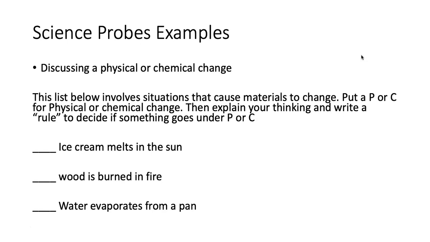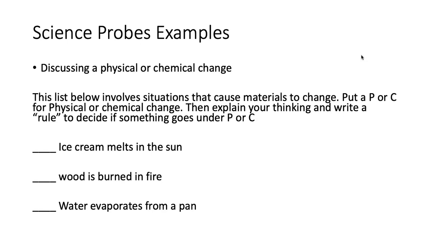So for example, ice cream melts in the sun. Has the composition of that ice cream changed? No, it's just gone from solid to liquid. So that would be a physical change. However, wood is burned in fire. You're creating a chemical reaction with that fire, and the composition of wood has now changed. It's no longer solid wood, it's ash, which is probably multiple chemicals. And so that would be a chemical change.